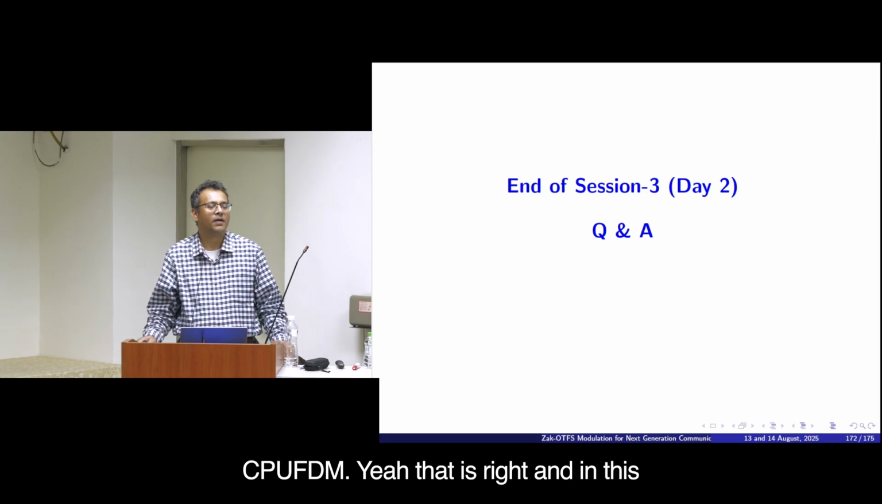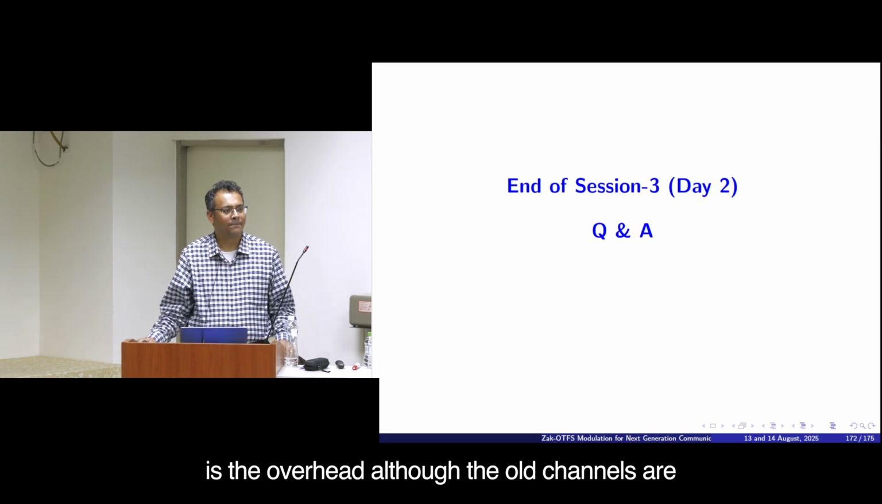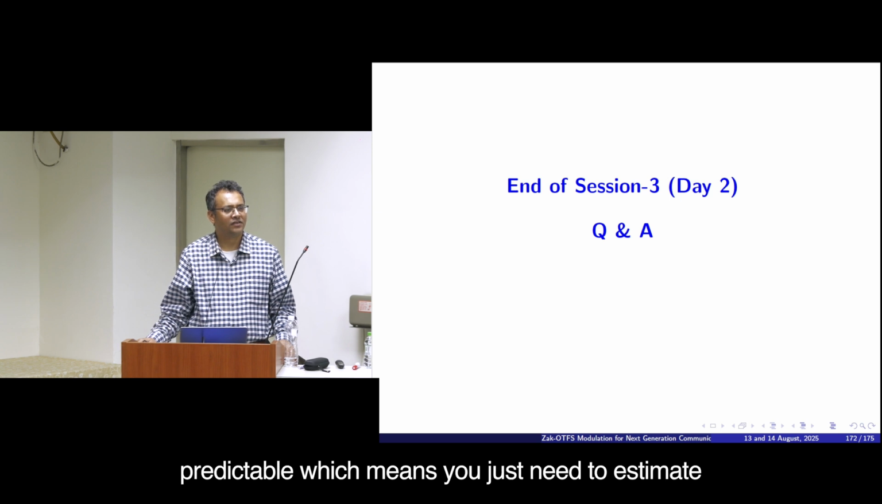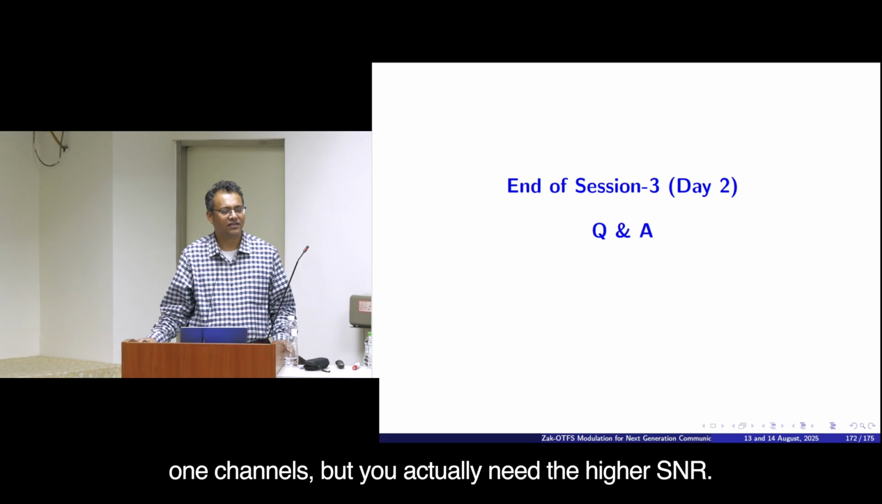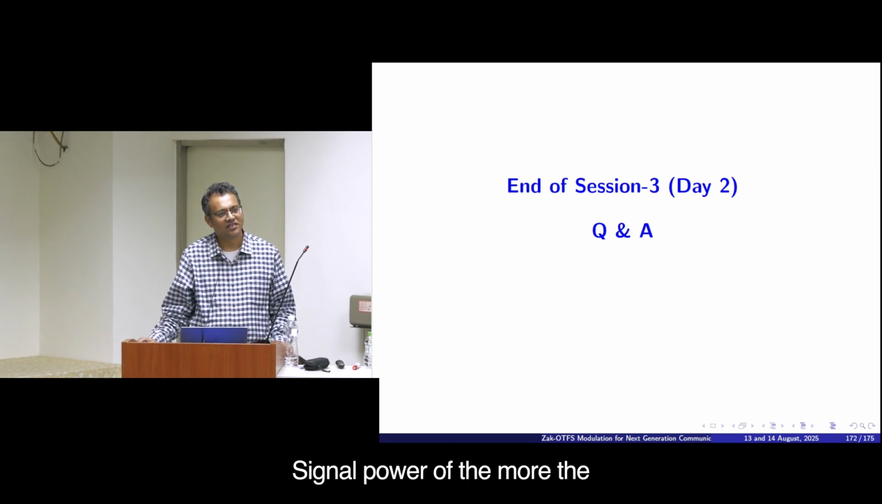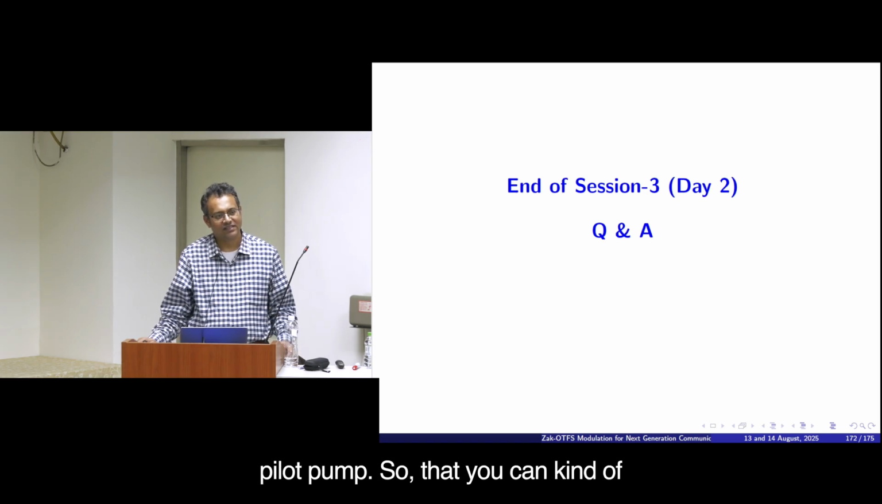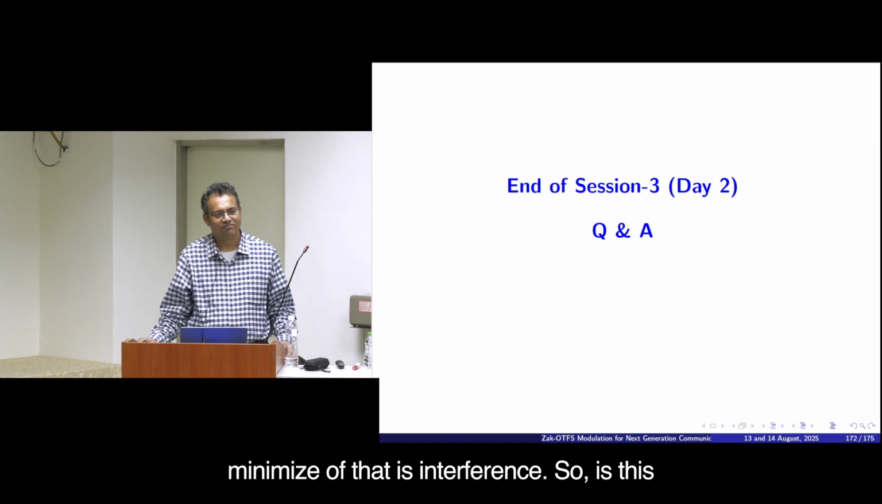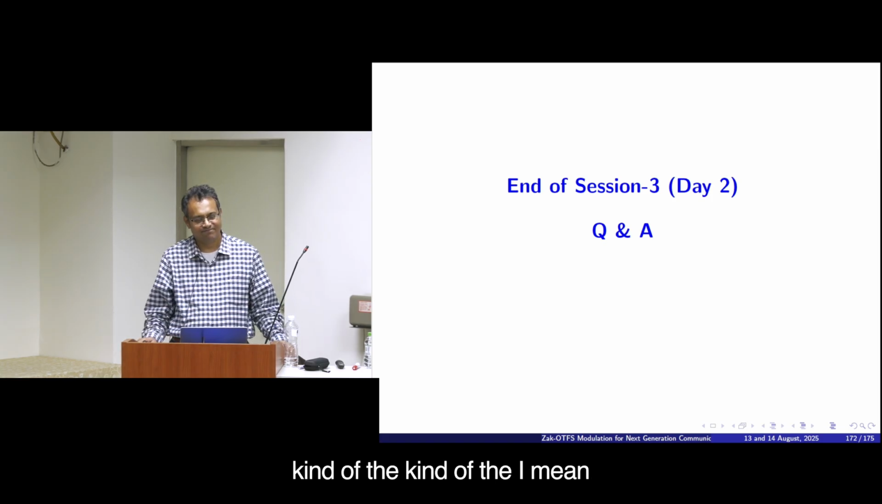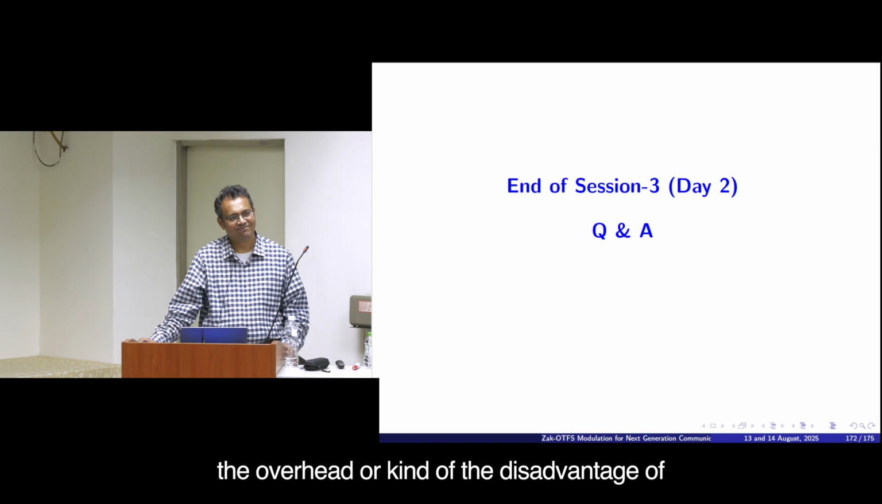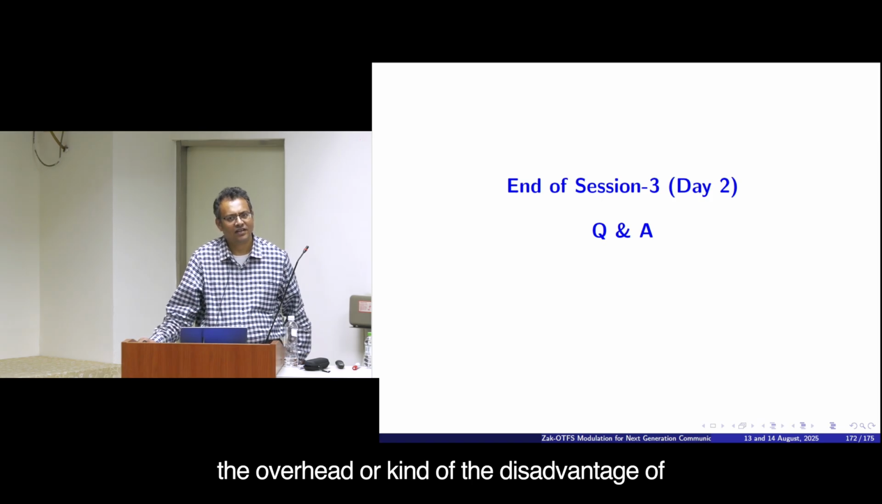Yeah, that's right. And this is the overhead, although all the channels are predictable, which means you just need to estimate one channel, but you actually need higher signal power for the pilot, so that you can minimize this interference. So this is the overhead or the disadvantage of this approach.